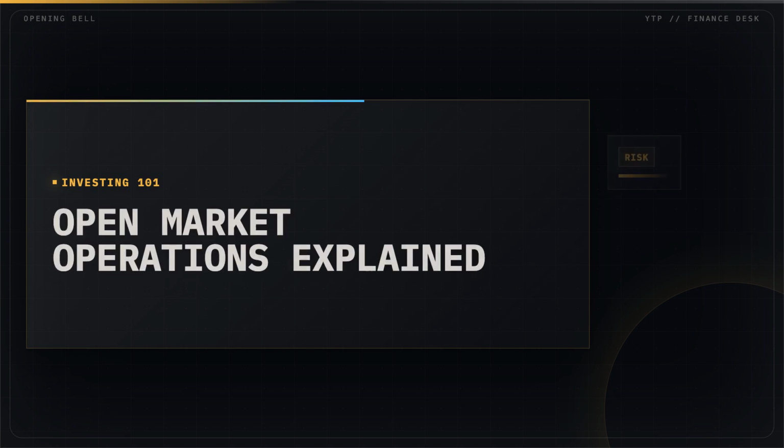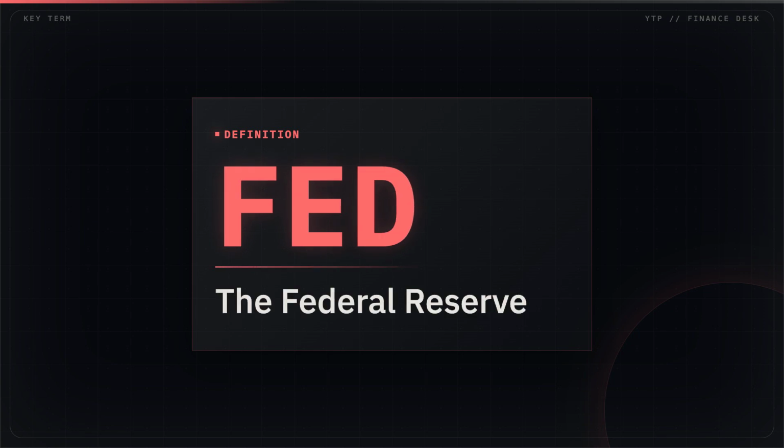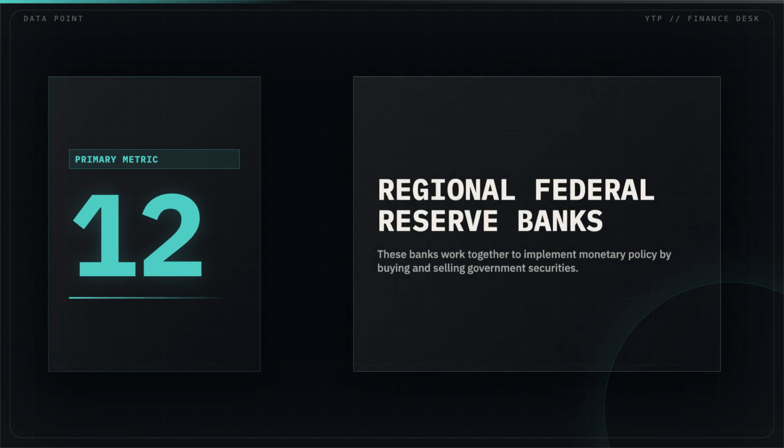Open market operations are the primary tool the Federal Reserve uses to influence the economy, but what are they and how do they work? At the center of this is the Federal Reserve, the central bank of the United States, which manages our nation's money supply. The Fed uses these operations to adjust the amount of money in the banking system, which directly impacts interest rates.